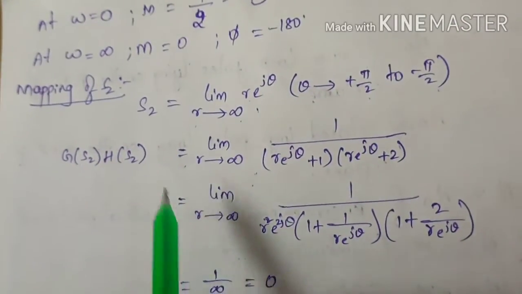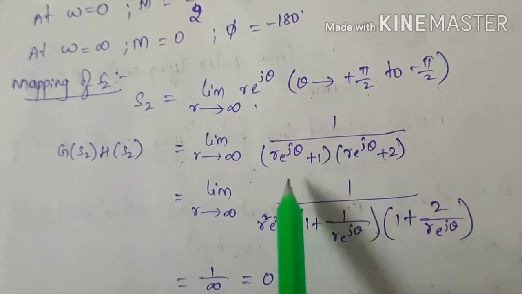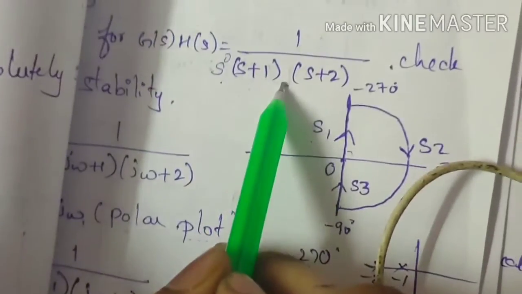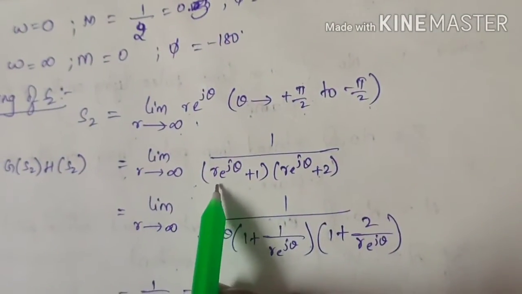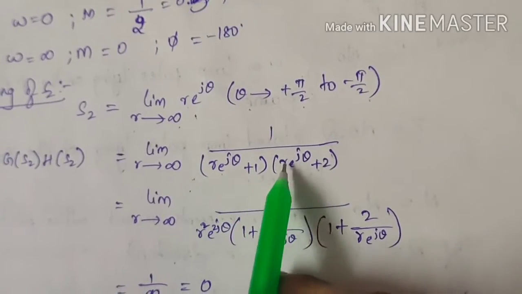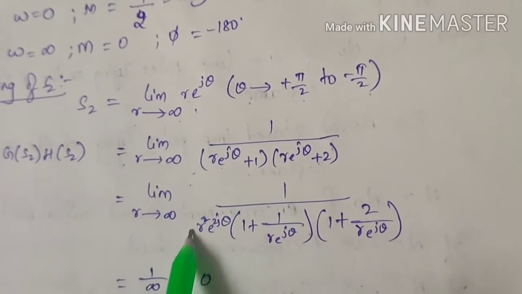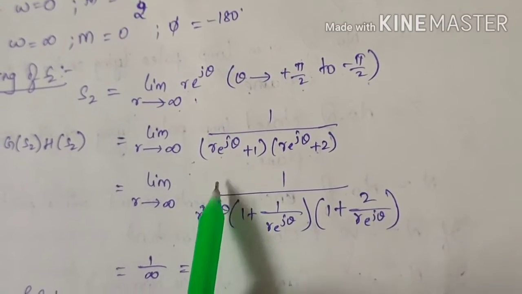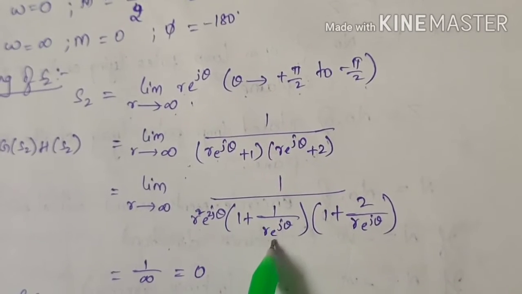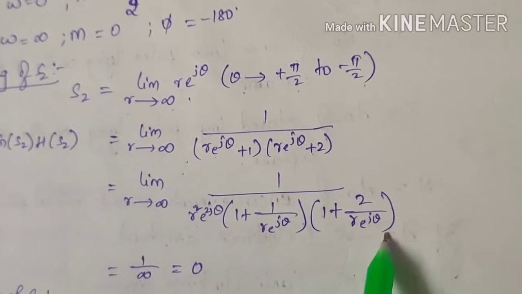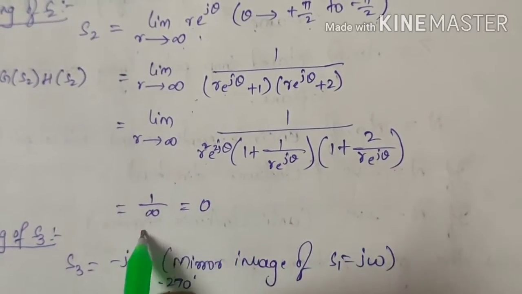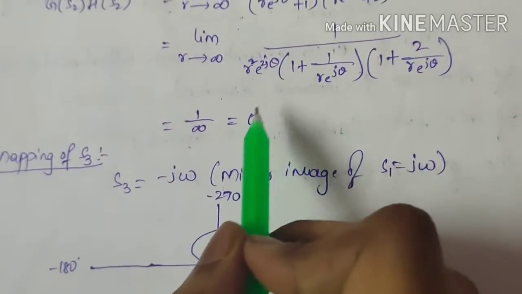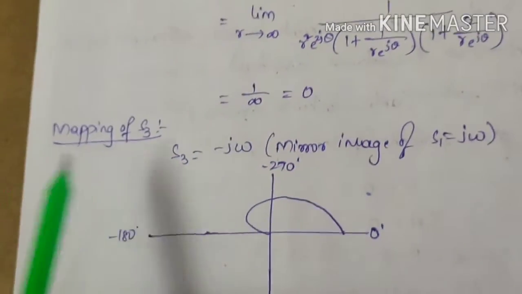So G(S2)H(S2): now in place of s, just substitute r into e to the power of jθ. We know G(s)H(s) is 1 / ((s + 1)(s + 2)). So I am substituting r e^(jθ) in place of s: 1 / ((r e^(jθ) + 1)(r e^(jθ) + 2)). As limit r tends to infinity, I am taking r e^(jθ) common in both cases. So we will get r squared e^(2jθ) times (1 + 1/(r e^(jθ))) times (1 + 2/(r e^(jθ))). Substitute r tends to infinity: 1 by infinity you will get 0, so 0 into something is 0. Anyway, we don't have any radius here, so no worry about the angle.